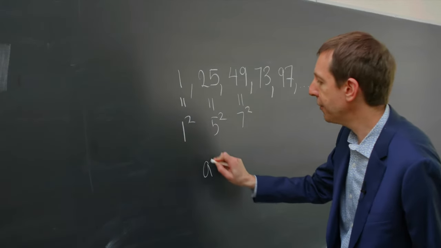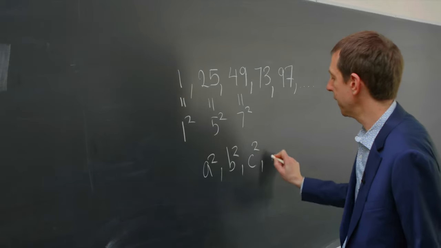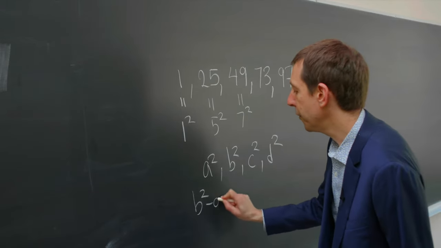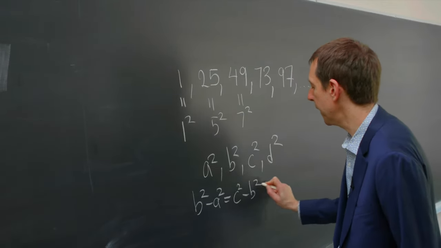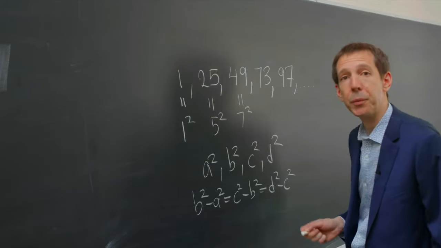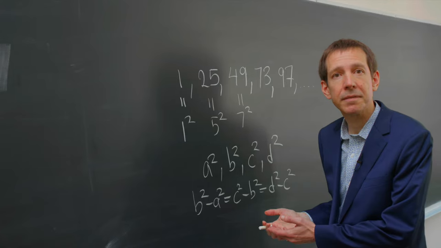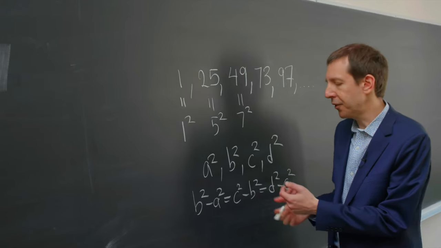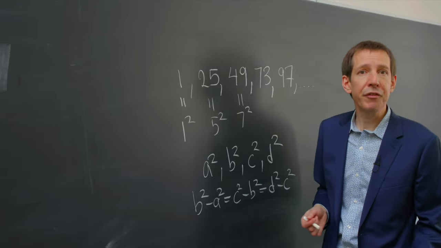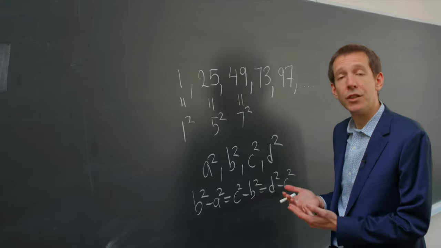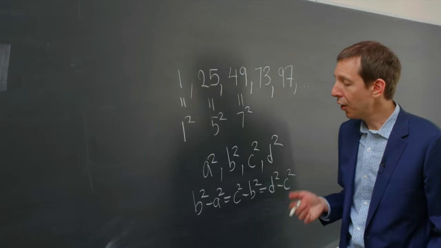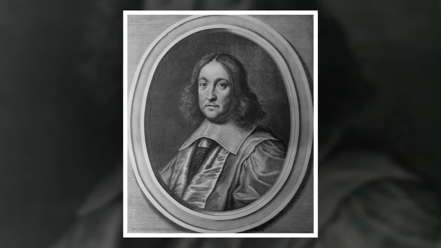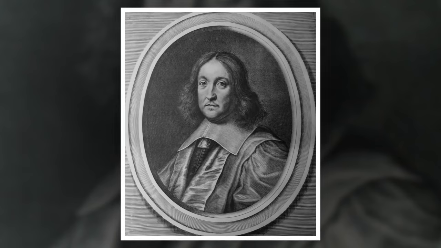If we call the squares a squared, b squared, c squared, and d squared, then they would satisfy the equation b squared minus a squared equals c squared minus b squared equals d squared minus c squared. This is a Diophantine equation. We call a solution to this equation trivial when all four squares are the same, and so the differences are all zero. This leads to the following natural question. Are there any non-trivial solutions? Almost 400 years ago, Pierre de Fermat proved that there were not. His proof, using infinite descent, was the starting point for modern number theory.